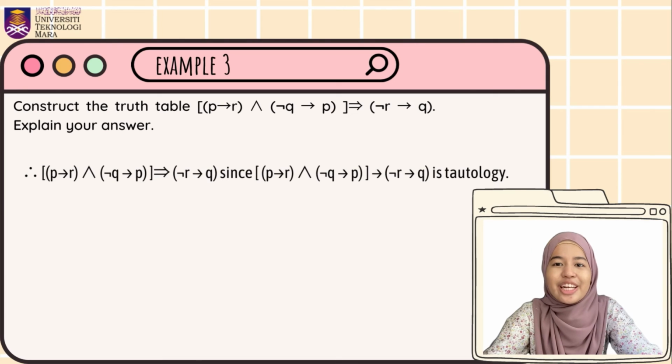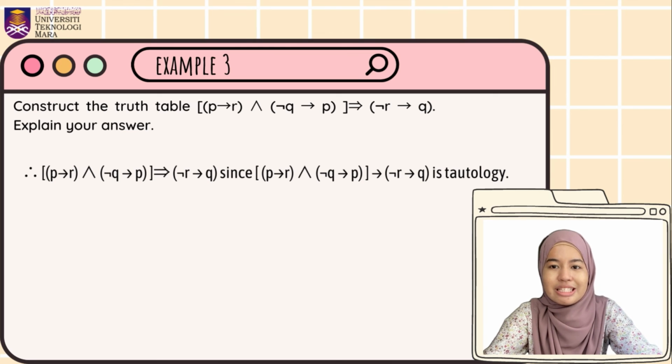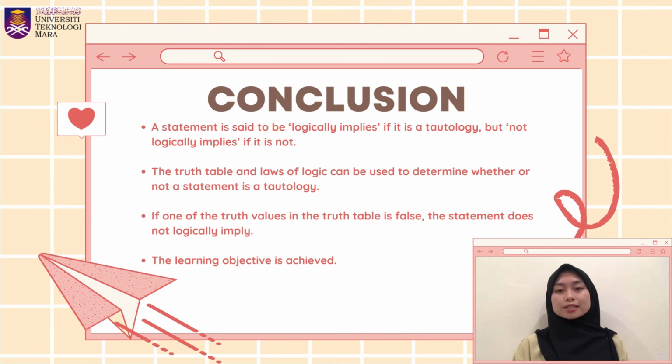Therefore, we can conclude that open double bracket if P then R close bracket and bracket if not Q then P close double bracket logically implies open bracket if not R then Q close bracket, since open double bracket if P then R close bracket and bracket if not Q then P close double bracket implies bracket if not R then Q is a tautology. As for the conclusion, a statement is said to logically imply if it is a tautology, but not logically imply if it is not.